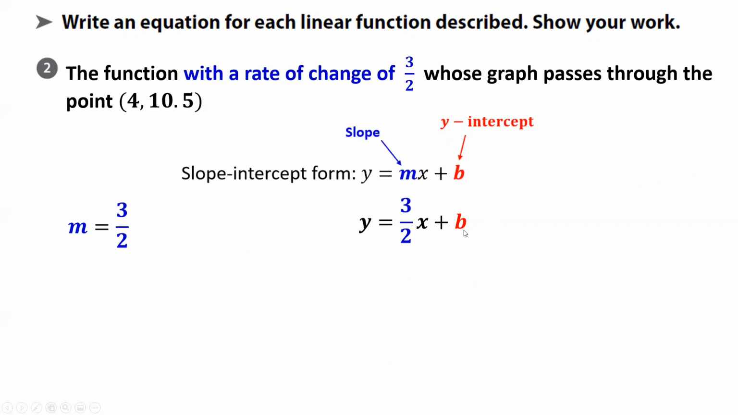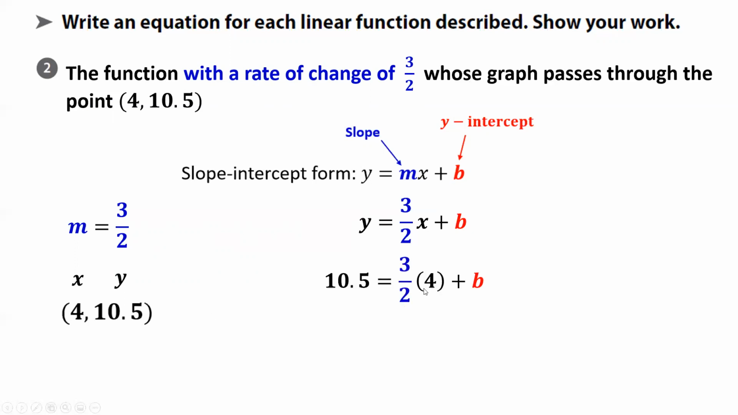To find the b, just like number 1, I'm going to use the ordered pair they gave me. They tell me the line crosses through the point (4, 10.5). This is my x-coordinate. This is my y-coordinate. I can now plug those in. Instead of y, I plug in the 10.5. Instead of x, I plug in the 4.